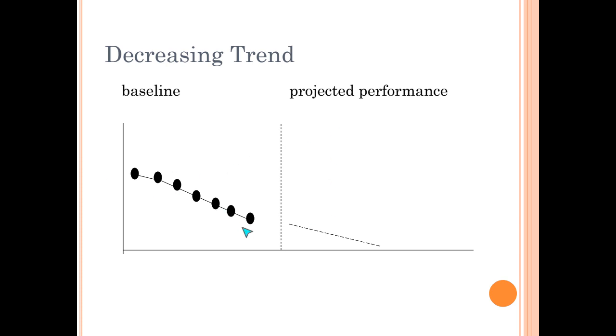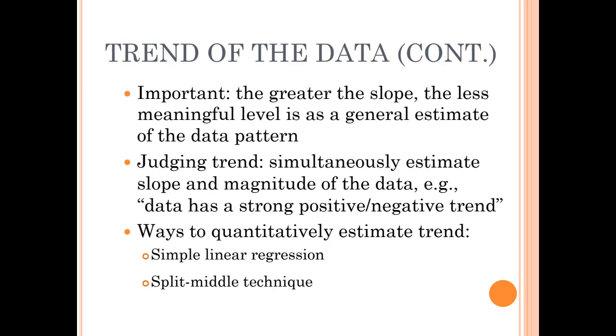So the greater the slope, the less meaningful level is as a general estimate of the data pattern. What this means is if you have highly increasing or highly decreasing data, things are going to change pretty fast. And then indicating the mean level of performance is no longer that valuable information because the participant is moving away from that mean very quickly. That's why it is important to talk about the slope in addition to the level.